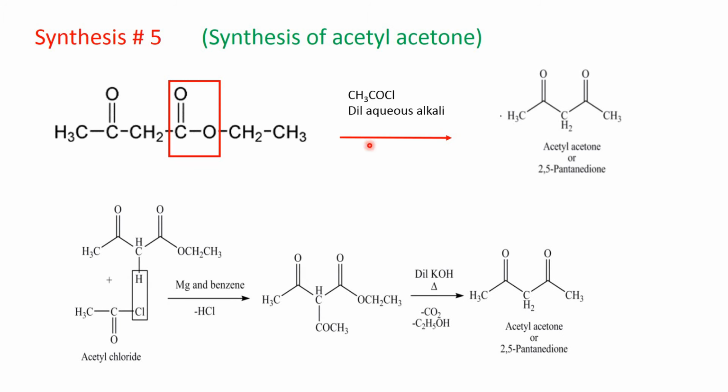Let's see what happened. You have to take acetyl chloride. Now, this hydrogen and this chlorine are removed as HCl, and this compound is formed. Then, if you do this ketonic hydrolysis, you will see the breakage will be here, and from this part carbon dioxide will be removed, and from this part you will get the ethanol. And in this part, on hydrolysis we will get CH3CO, CH2, CO, CH3. That means our acetyl acetone.